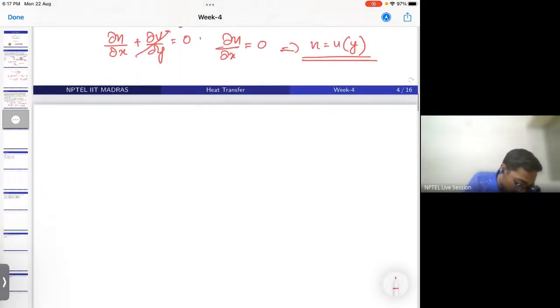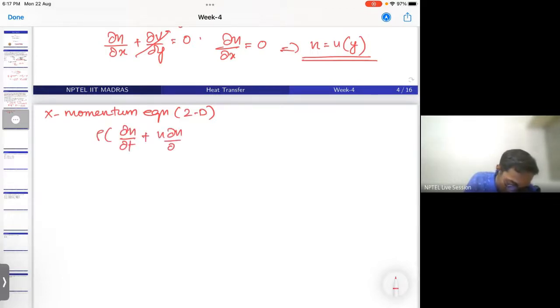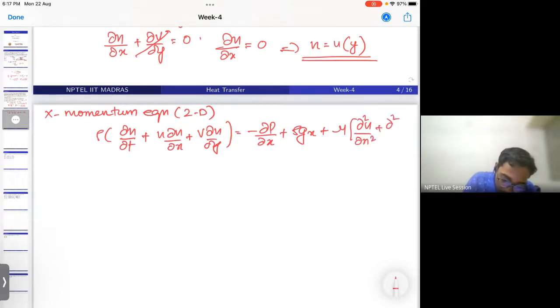Next, I'm writing the x momentum equation for a 2D case. Okay. So rho times (dou u by dou t plus u dou u by dou x plus v dou u by dou y) is equal to minus dou p by dou x plus rho g_x plus mu times (dou square u by dou x square plus dou square u by dou y square). So this is the general two-dimensional momentum equation.